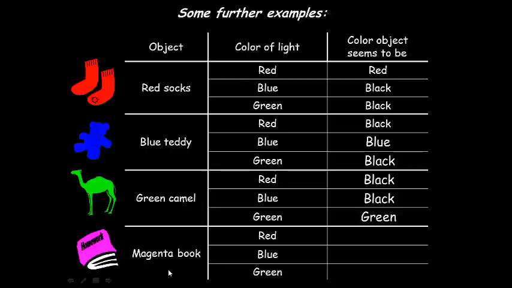Okay, let's up the ante a little bit and look at an object that looks magenta. So it's already a secondary color. Think about magenta. It's made up of both red and blue light. So if I shine a red light on it, that book is going to look red. It's capable of reflecting red light. If I shine blue light on our book, it's going to look blue, because it was magenta under white light, so it's capable of reflecting that color. Under green light, I'm not supplying any of the colors it's able to reflect, so it's going to look black.